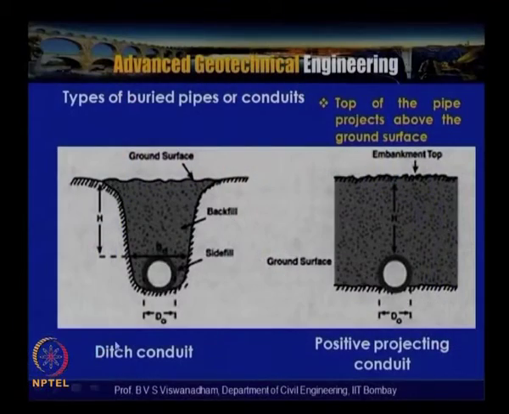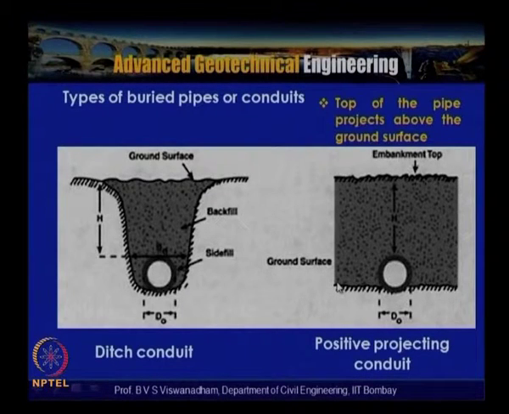So in this particular slide, the typical types of buried pipes or conduits are shown once again, and this is the ditch conduit, where these are the side walls, and this is backfilled with certain soil, and this is the ground surface. So BD is the breadth of the trench, and D naught is the external diameter of the pipe, and this is the backfill.